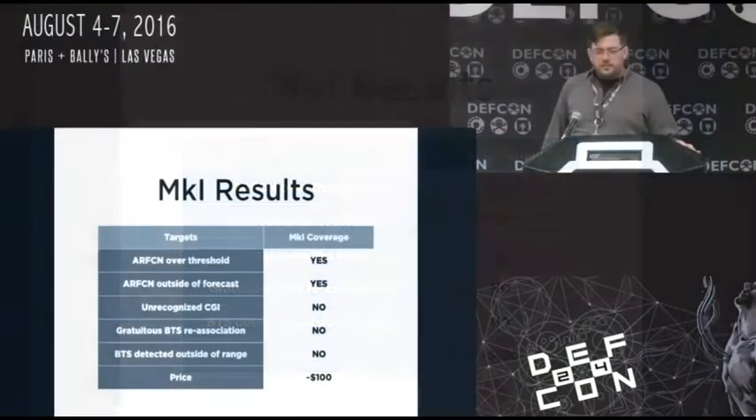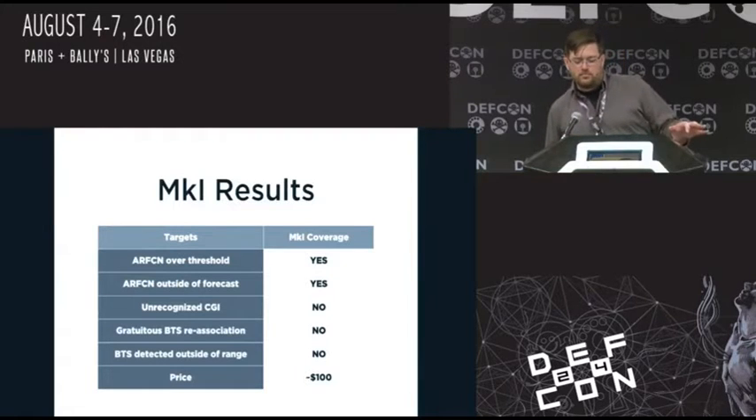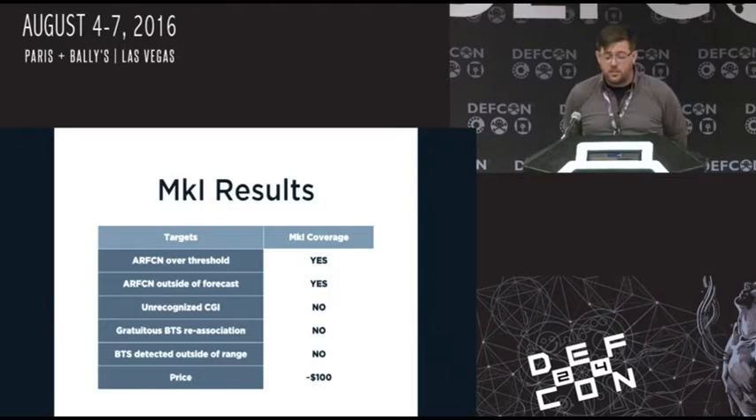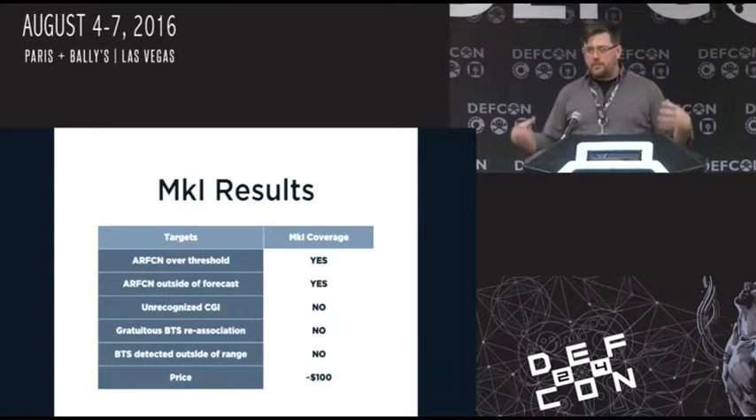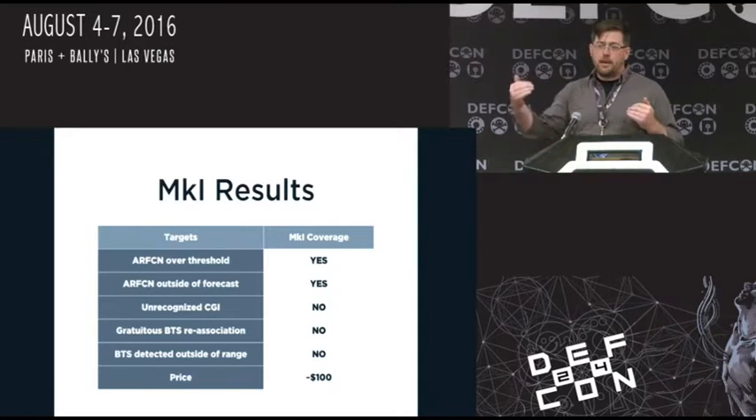So, remember that slide earlier? Here it is in table form. So these are our functional targets. ARFCN over threshold is a big yes, as well as ARFCN outside of forecast. But the tool that we're using called Calibrate, what it does is it produces a list of nearby channels and gives you a power rating.